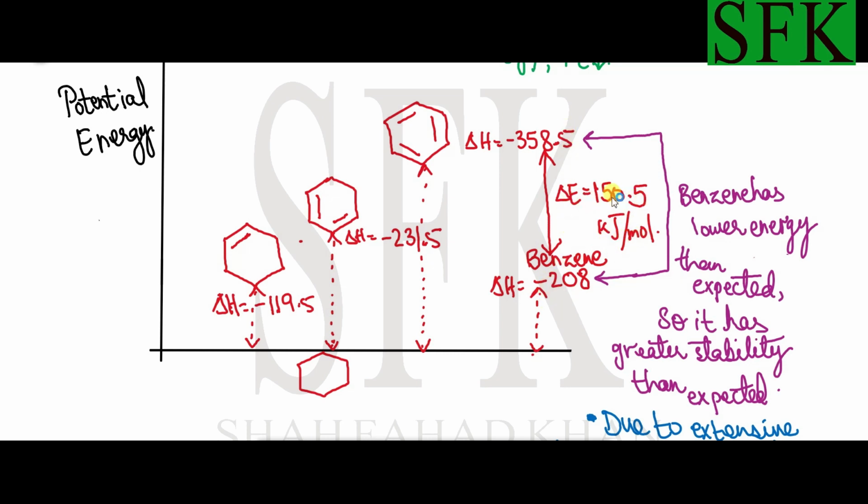And this difference in energy level is the resonance energy. As you can see, benzene is lower in potential energy than the Kekulé structure. Therefore, benzene has a higher stability compared to the benzene ring which was expected. And this stability is due to the delocalized pi electrons.